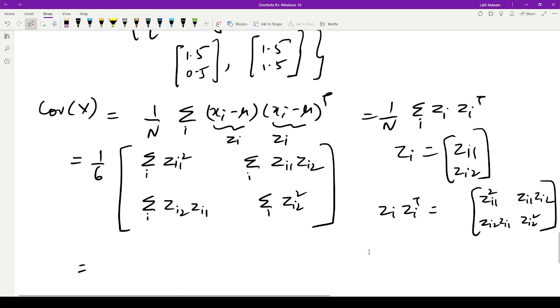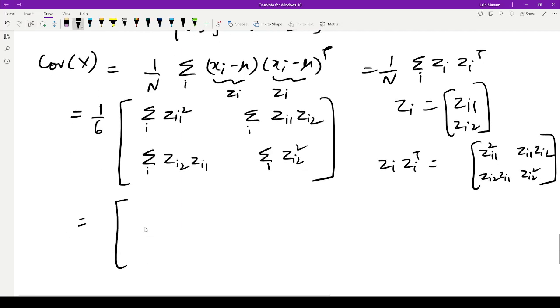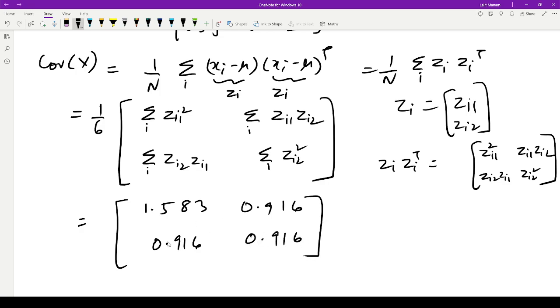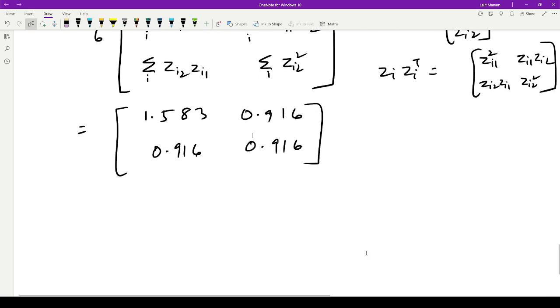Given this specific thing, we have the specific values. You can just compute it later. It is 1.583, 0.916. So as I said, it should be a symmetric matrix. You can clearly see that this and this value are same. So covariance is a symmetric matrix.